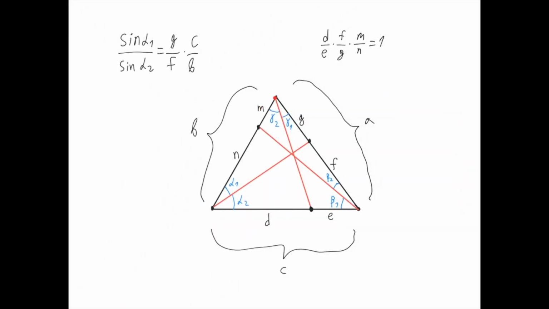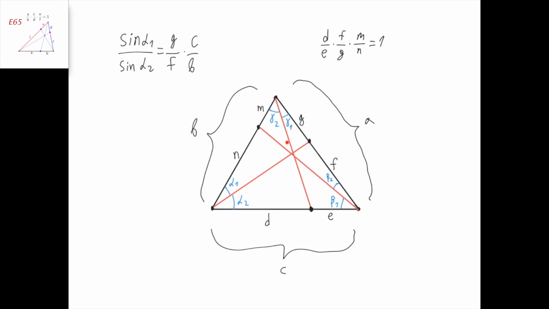Suppose you have a triangle, and these two red lines, we don't know if they intersect at one point or not. What we know is that this length is d, this length is e, f, g, m, and n. The sides of the triangle we label a, b, and c, and the angles we label alpha 1, alpha 2, beta 1, beta 2, and gamma 1, gamma 2.